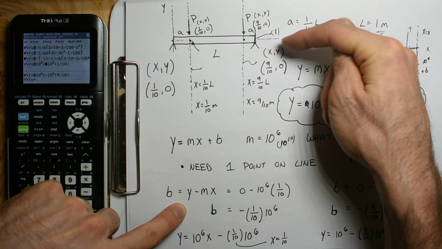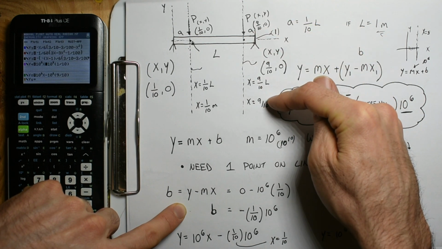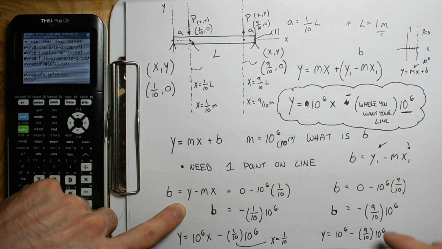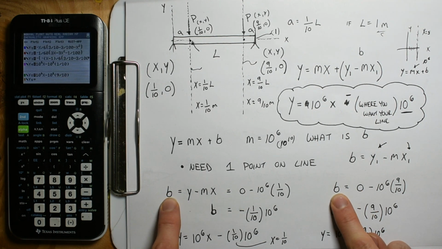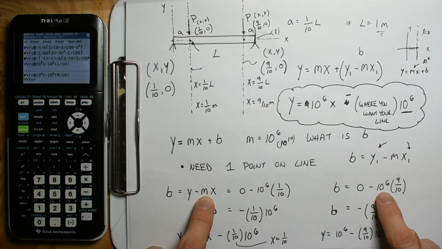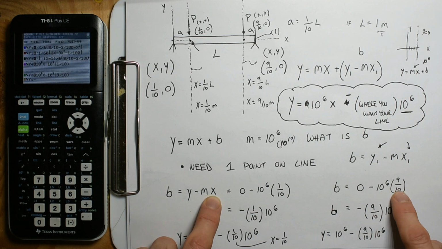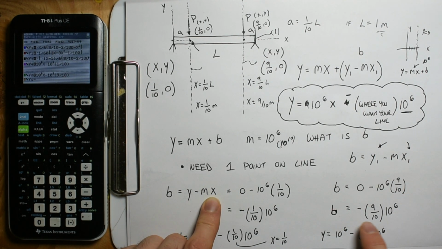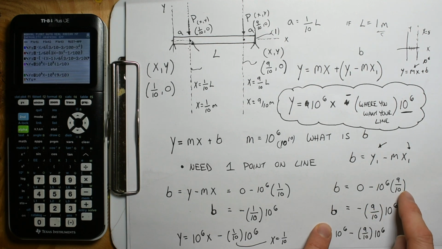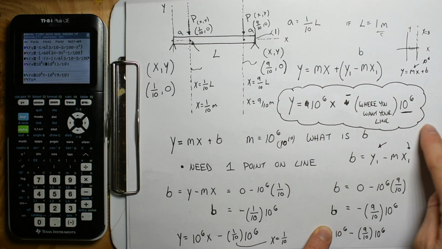Our point is going to be x is equal to 9/10. Our y value is going to be 0. So sweet. So we're going to have this equation. Our y-intercept is equal to 0 minus our slope, 10 to the 6th, times our x value of 9/10. All right, booyah. And so we get our y-intercept of, I just rearranged these, negative 9/10, 10 to the 6th, to kind of fit this equation.